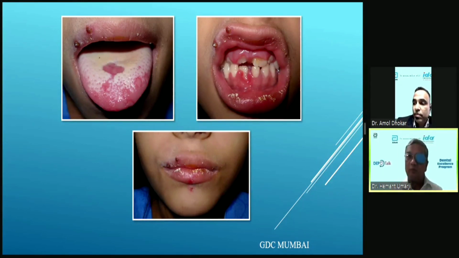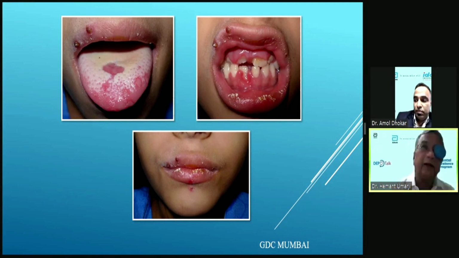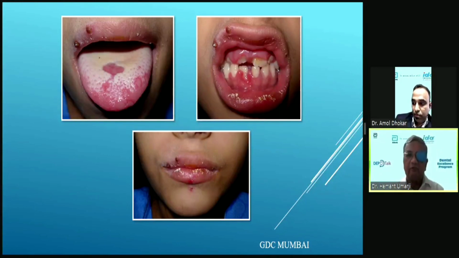Vesicles are small, as I showed you, blisters filled with fluid, and then they rupture and form ulcers. Sometimes because they rupture and form the ulcer, there are tissue tags around it. So you can see here tissue tags around it, and then there is diffuse marginal gingivitis. This diffuse marginal gingivitis, with multiple vesicles and multiple superficial ulcers with tissue tags, is typical of primary herpetic gingivitis.